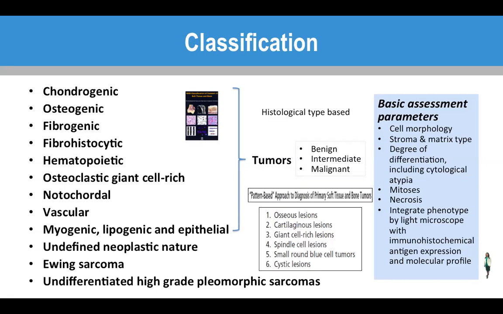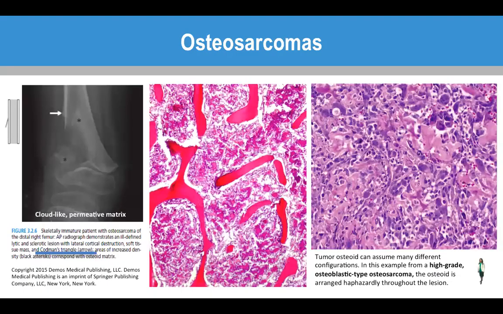And with that, we will put the tumor into osseous, cartilage, giant cell, small cell, spindle cell, cystic, and epithelioid categories to help us to narrow down the differential diagnosis. Integrating IHC and molecular profile with this step-by-step approach will eventually render a definitive diagnosis. So now let's talk about the osteogenic group. The example we're using here is osteosarcoma.